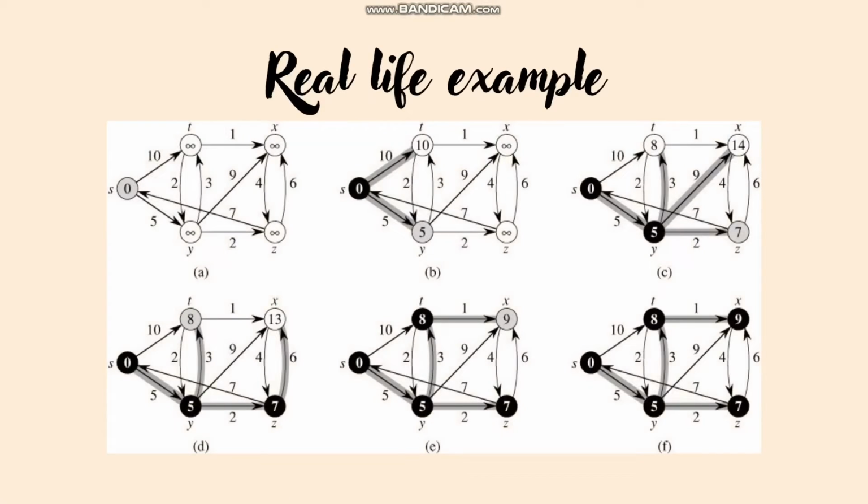The next, real-life example. As you can see, we are in the initial stage of the algorithm for finding the shortest path, where S is initialized with 0 value and all the other nodes with infinity. The node has two adjacent nodes T, Y, and the shortest path from S to T has weight equal to 10, and from S to Y weight equal to 5.